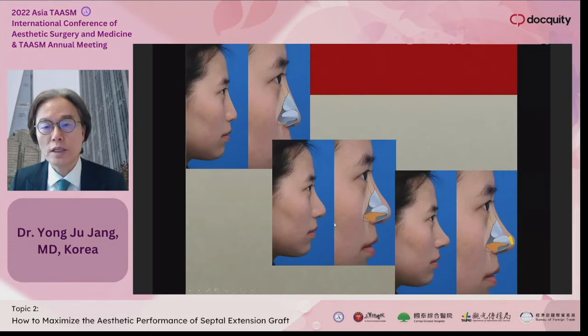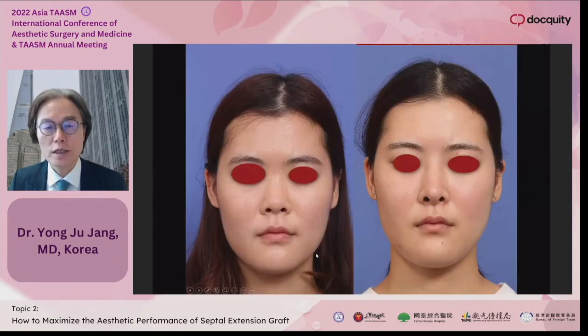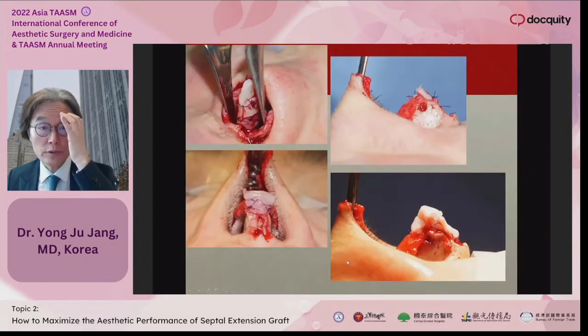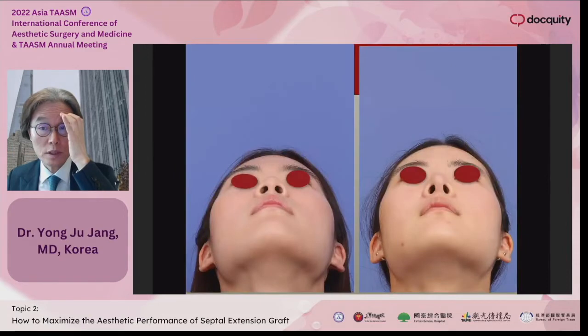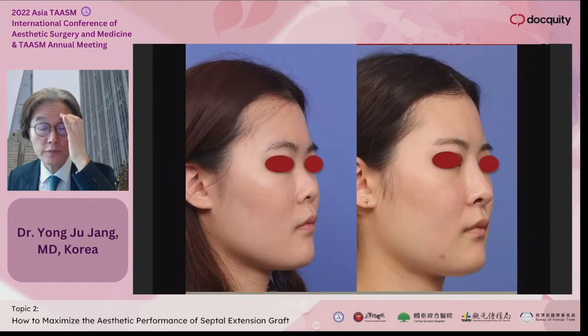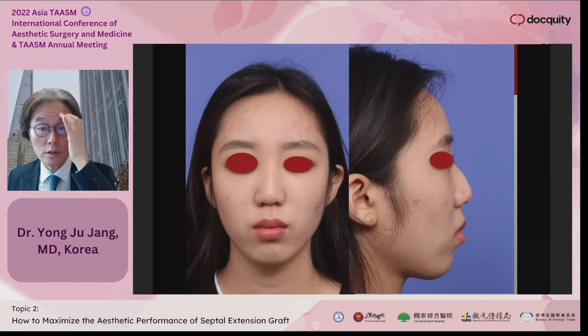For example, in this case, who has a relatively round ala cartilage, we can elevate the tip this much, but in order to have definition, we had to add a little more tip grafting like this. Then we can have a better defined, better projected nasal tip. So in this case, who has a rounded and under-projected nasal tip, after projecting her tip with a septal extension graft, I added tip grafting for a better projected, better defined nasal tip.